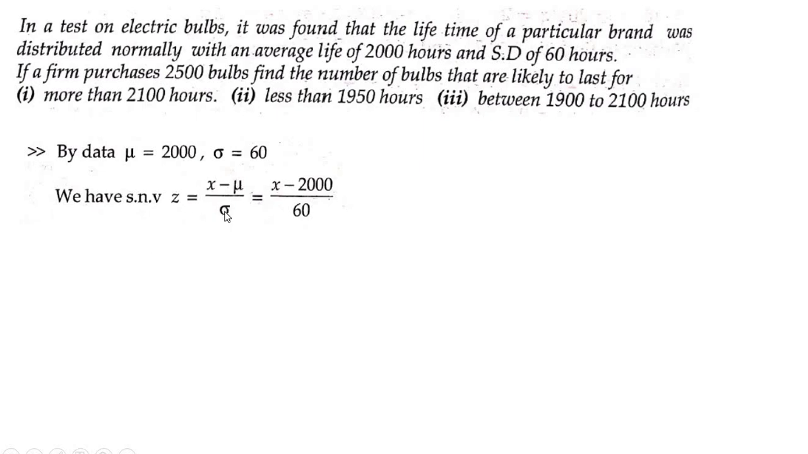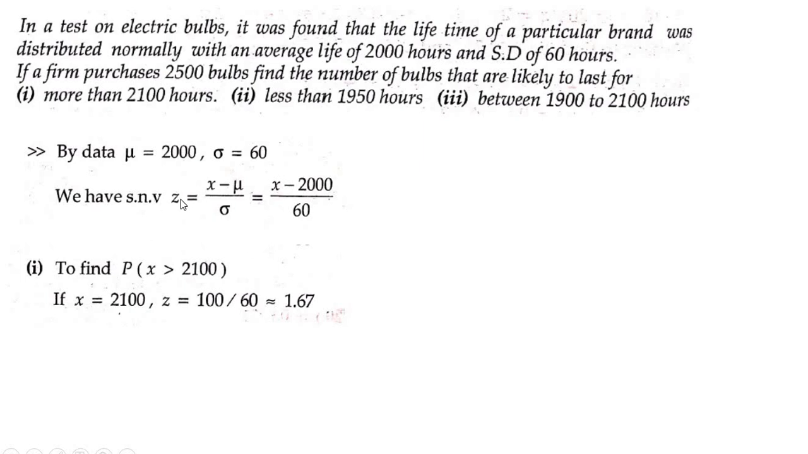So what is z? z is equal to x minus mu by sigma. Now we have to find, for x equal to 2100, what is the z. So for x equal to 2100, z is equal to 100 divided by 60, which is equal to 1.67. Just substitute x equal to 2100. So 2100 minus 2000 is 100. 100 divided by 60 is 1.67. We have to calculate more than 2100 hours, so for 2100 you get z equal to 1.67.